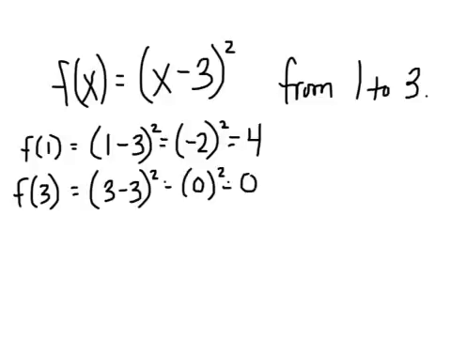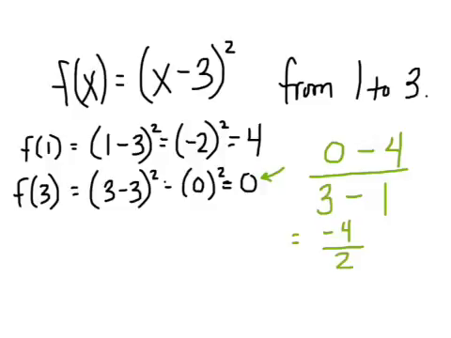So now to find the average rate of change, I take the second answer I got, so that was 0, minus the first answer I got, which was 4, divided by the second number I put in minus the first number I put in. So I end up with negative 4 over 2, which is negative 2. So at that particular moment in time on that graph, it is being reduced by negative 2 on average.